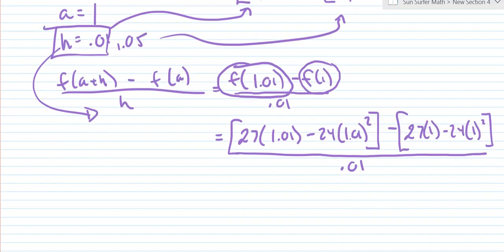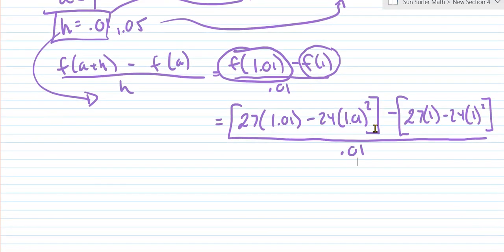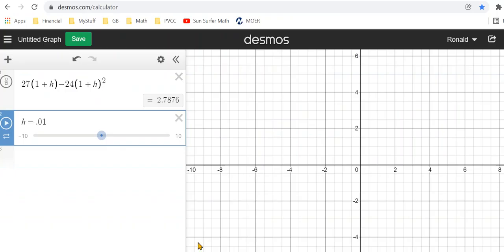Now, evaluating this, you can do it by hand, but I would suggest that you do this first part right here using Desmos. So I've plugged this into Desmos, and it looks something like this. 27 times 1 plus my h value, which is 0.01, minus 24 times 1 plus my h value squared. And then it asks if you want a slider. And I made a slider, and I let h be equal to 0.01.